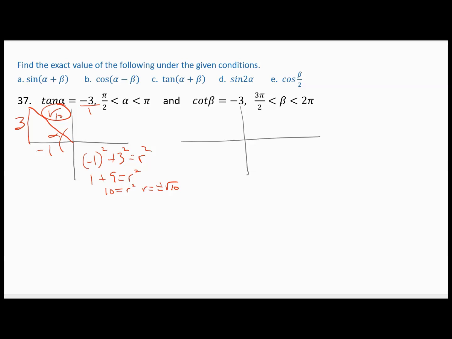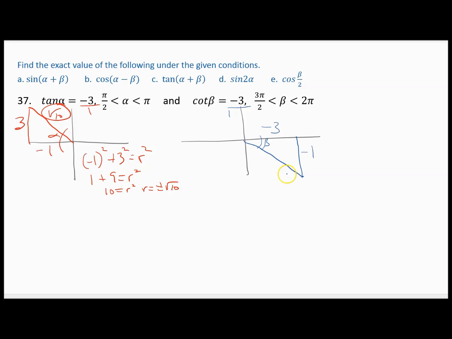Okay, let's do something similar for our beta. Now beta is between 3 pi over 2, which is due south, and 2 pi, which is due east. So I'm going to draw an angle in quadrant 4. Okay, so there's the reference angle beta. And it says cotangent. Now cotangent is defined to be x over y. So our x value and our y value, so negative 3 over 1, but x in this case is not negative. It's 3, and it's the y value that is negative 1.